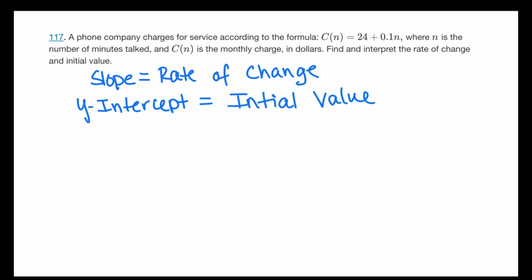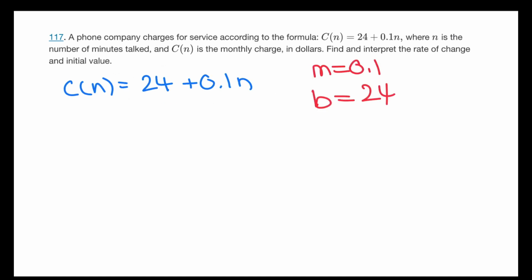So rate of change is referring to the slope. Slope is a rate of change. The initial value of the function is referring to that y-intercept. So the function they gave us, C of n equals 24 plus 0.1n, has a slope of 0.1. That's the number in front of the variable. They used n's instead of x's, but same idea. So the slope is 0.1. And the y-intercept, or initial value, is the constant, or 24.